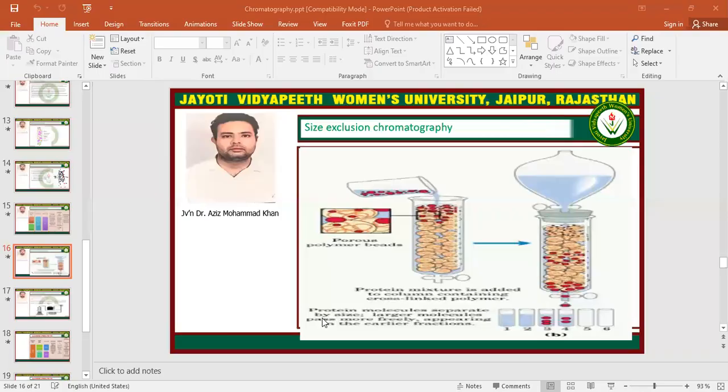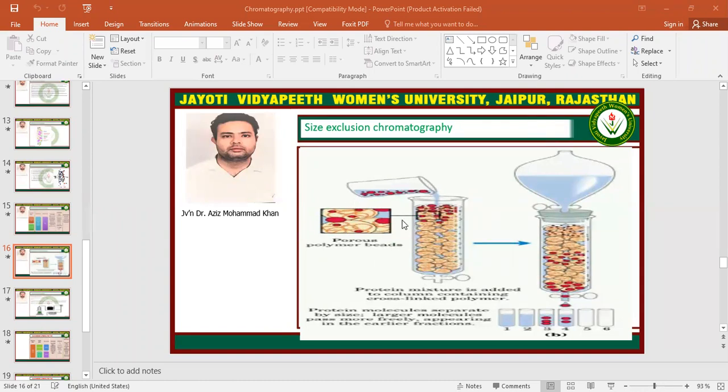I must share the screen here so that you can understand. So this is the diagram. This is the porous polymer beads, and this is our protein mixture. First we add our protein mixture along with the solvent. So they are added, and how will they be separated? This is the wall on which the protein molecules will be separated.